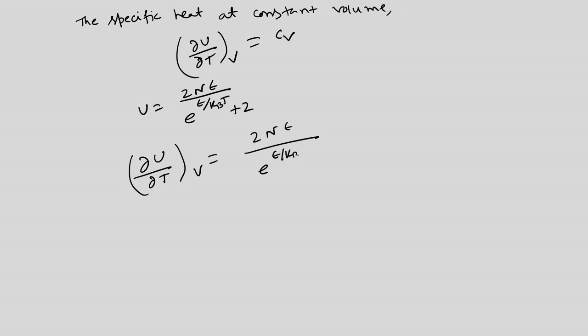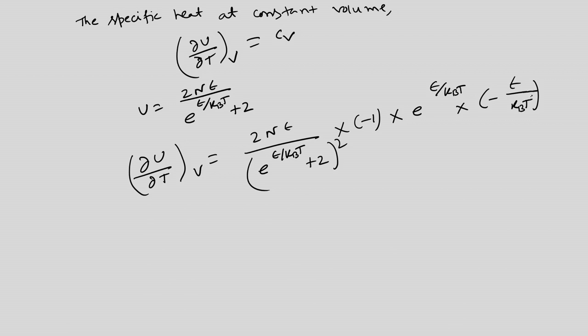e to the epsilon by k b t plus 2, to the power of minus 1, times e to the epsilon by k b t times minus epsilon by k b t squared. So, del u by del t at constant volume, if we differentiate this with respect to temperature, we get 2 n epsilon, and in the denominator e to the epsilon by k b t plus 2 to the power of minus 1, and then we need to differentiate the thing inside the parentheses. So, we get e to the epsilon by k b t, and then minus epsilon by k b t squared.